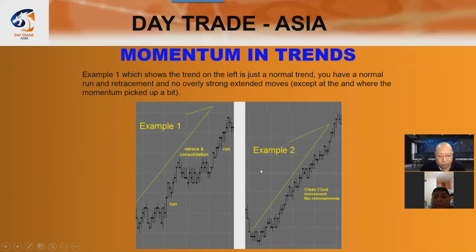Same thing here. Between these two examples, which is a stronger run? Julius, sa tingin mo, anong mas malakas dyan?